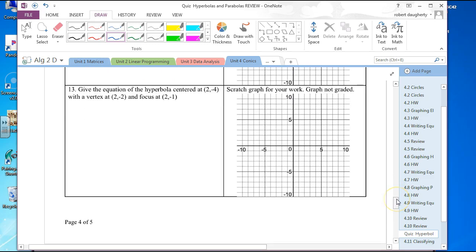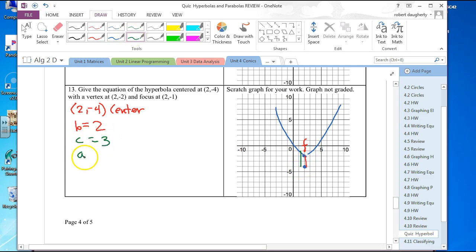Give the equation of the hyperbola centered at 2, -4. That's right here. With a vertex at 2, -2. If that's a vertex, I know we're talking about a vertical hyperbola at this point. And a focus at 2, -1. Right here is the focus. So I know this thing is centered at 2, -4. I can tell by looking at this that B is equal to 2. That's the distance from the center to the vertex. And from the center to the focus, that's C. C is equal to 3.